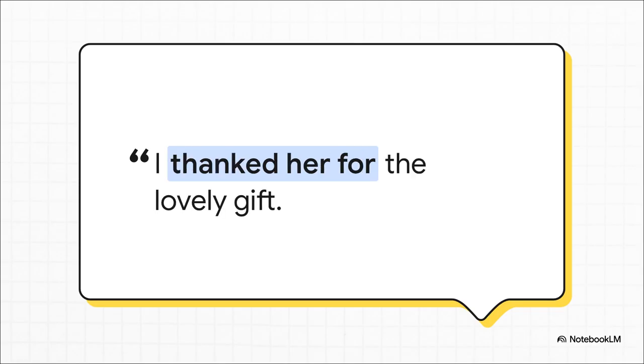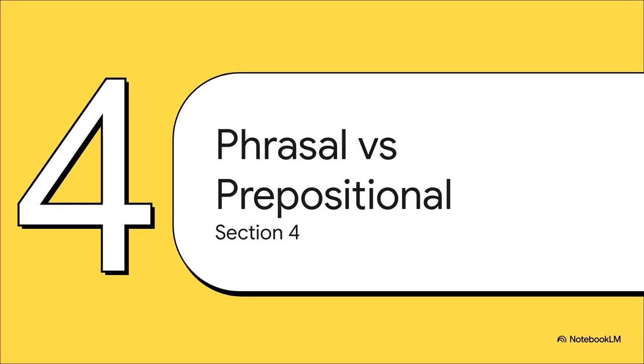And here's another one. Who did I thank? Her. That's object one. What did I thank her for? The lovely gift. That's object two, and it comes right after the preposition for. It's a really common and natural-sounding pattern once you get the hang of it. Okay, team, we've laid the groundwork. Now it's time for the big reveal. Let's finally solve the puzzle that we started with at the beginning.